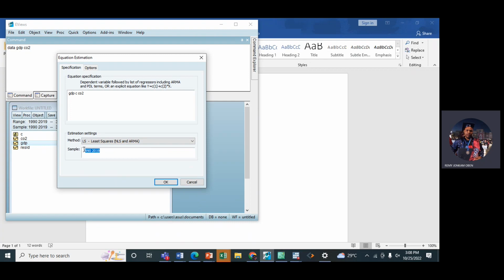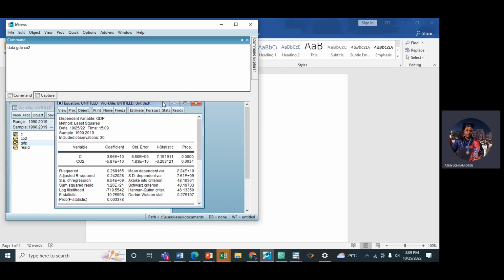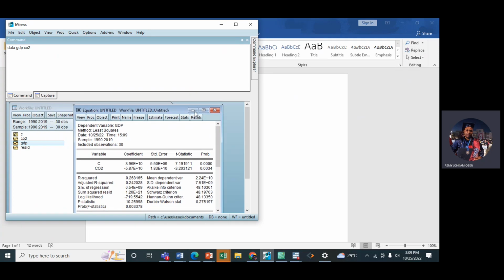And here you see it shows the data starts from 1990 and ends in 2019. Don't change it. You are not changing anything down here. The only thing you are writing here is, first of all, your dependent variable. After a space, you write C for your constant. After a space, you write your independent variable. That's the only thing you write. And then you click OK. Once you click OK, you get your regression results. This is your regression results.